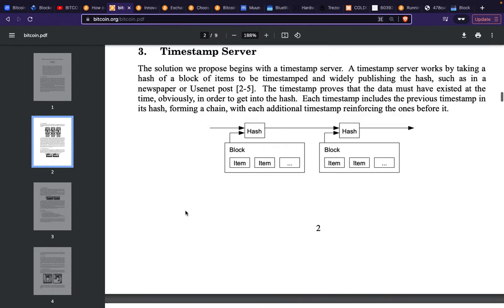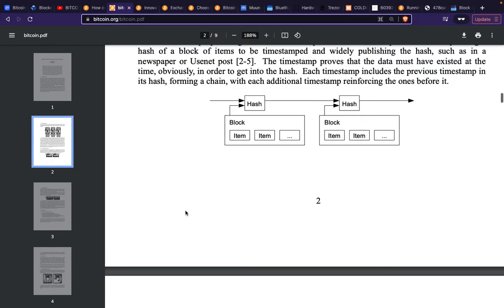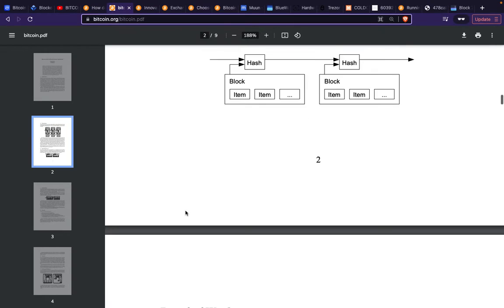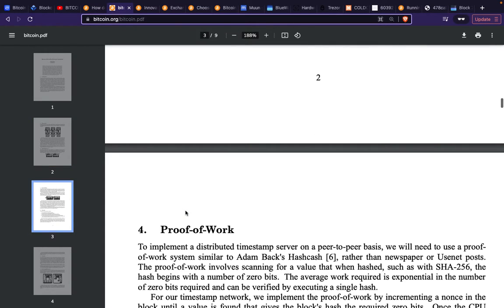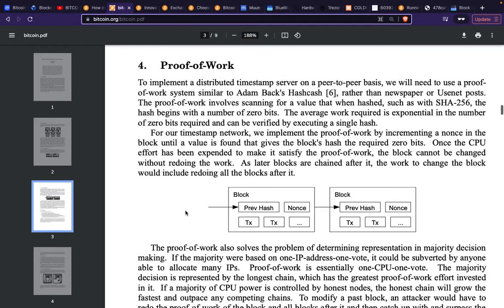So this is a timestamp server. This is why we call it the timechain instead of the blockchain. Blockchain is more like a buzzword for crypto scammers to steal your money. Okay, you have proof of work. They implement a distributed timestamp server on a peer-to-peer basis. This is another problem Bitcoin solved, right?